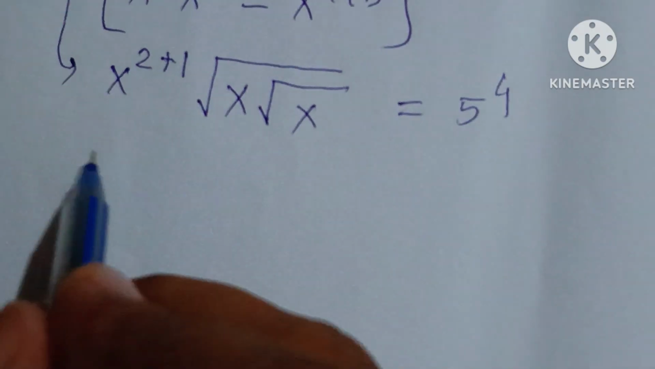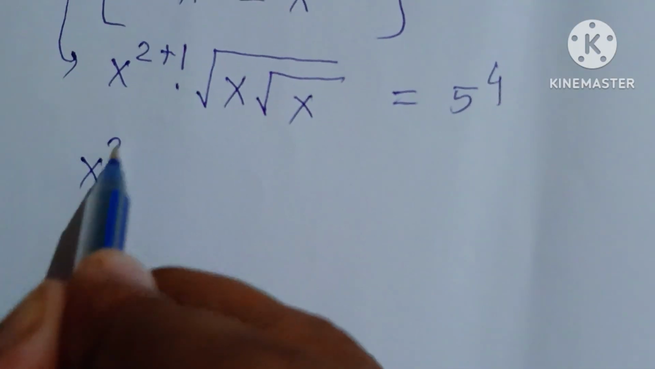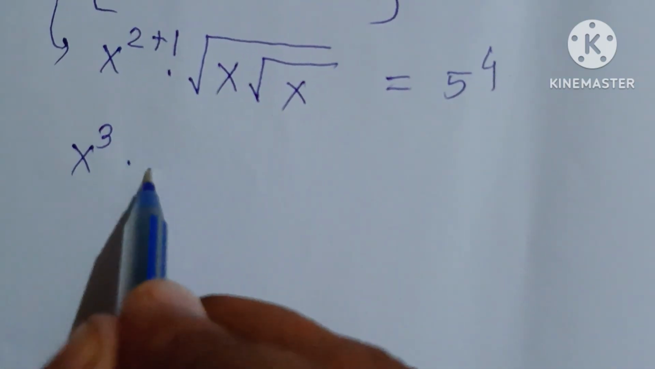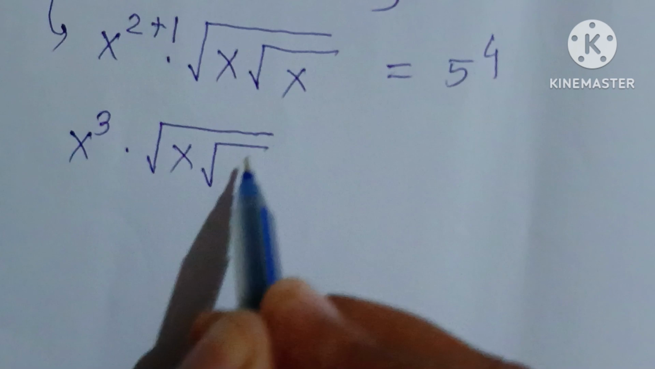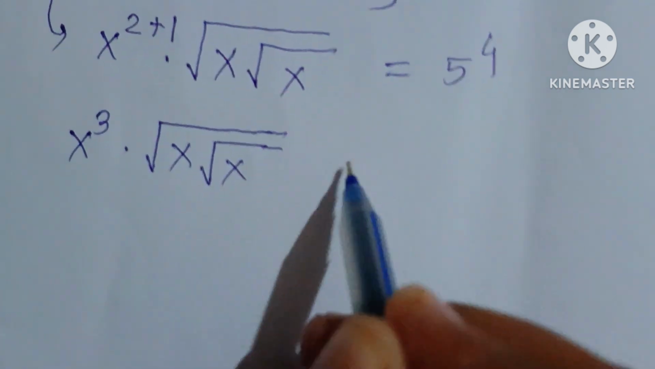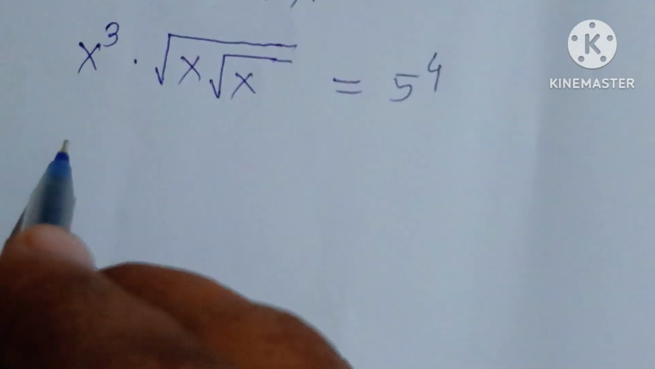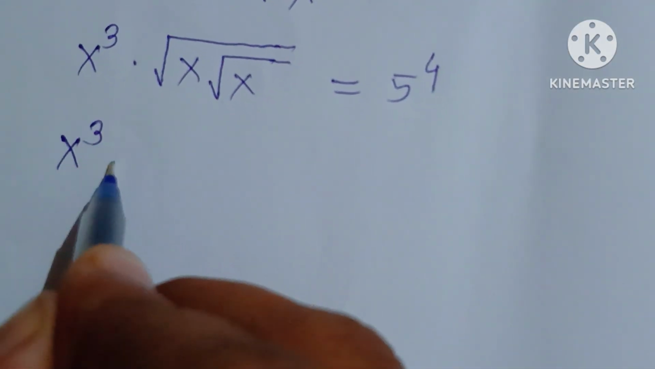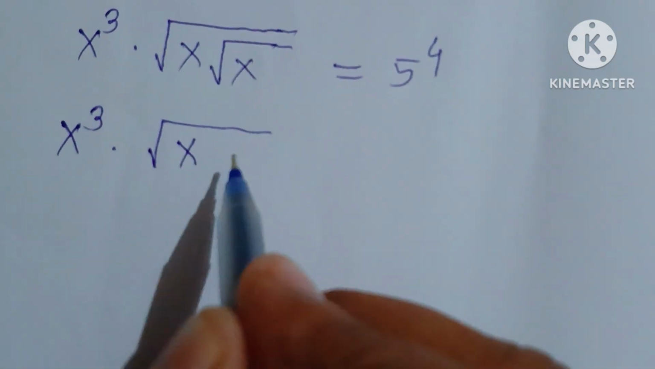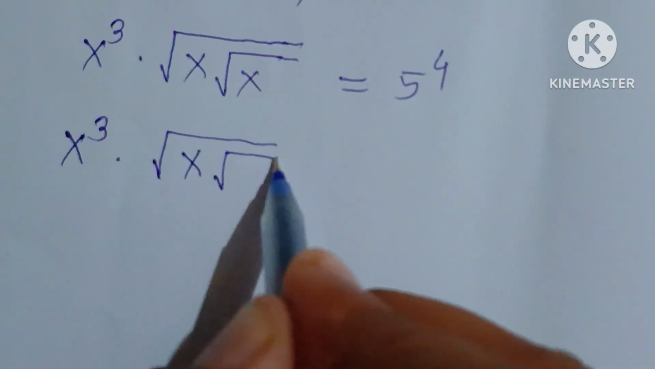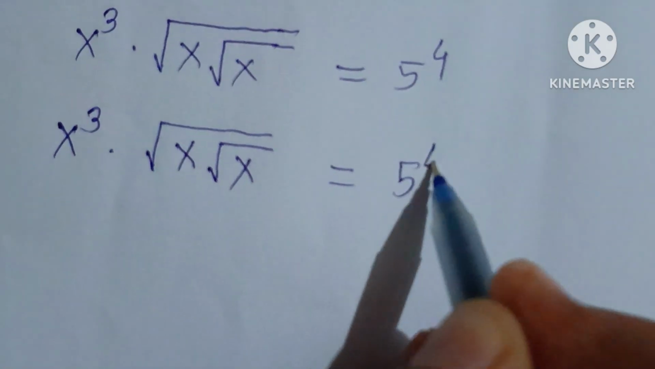Now x raised to 2 plus 3, x cube into under root x under root x equal to 5 raised to power 4. x cube into under root x into under root x equal to 5 raised to power 4.